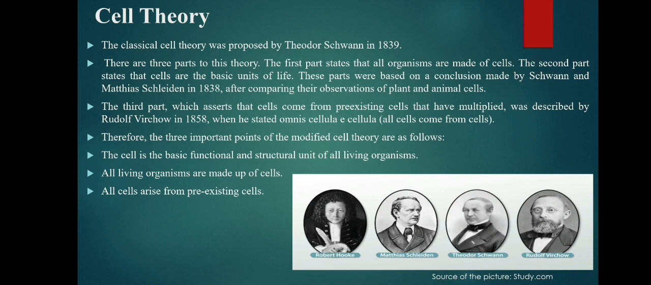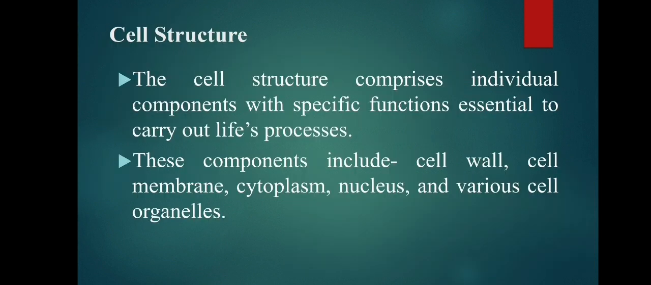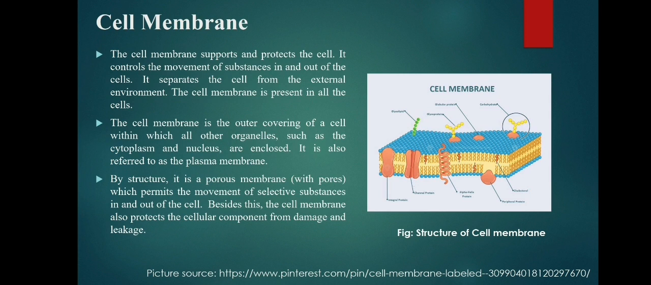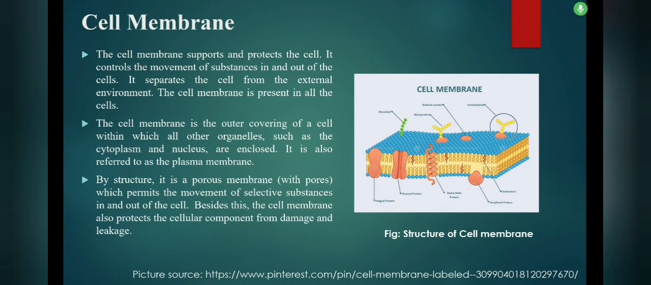Then cell theory, which is very important, which was proposed by Schleiden, Schwann and Robert Virchow. And what are the points? The cells are the basic functional and structural unit of all living organisms. All living organisms are made up of cells. Then all cells arise from pre-existing cells. Then cell structure, different cell organelles are there, like the cell membrane. Who proposed the structure of the cell membrane? The most accepted model for describing the structure of the cell membrane was proposed by Singer and Nicolson in the year 1972, the fluid mosaic model.